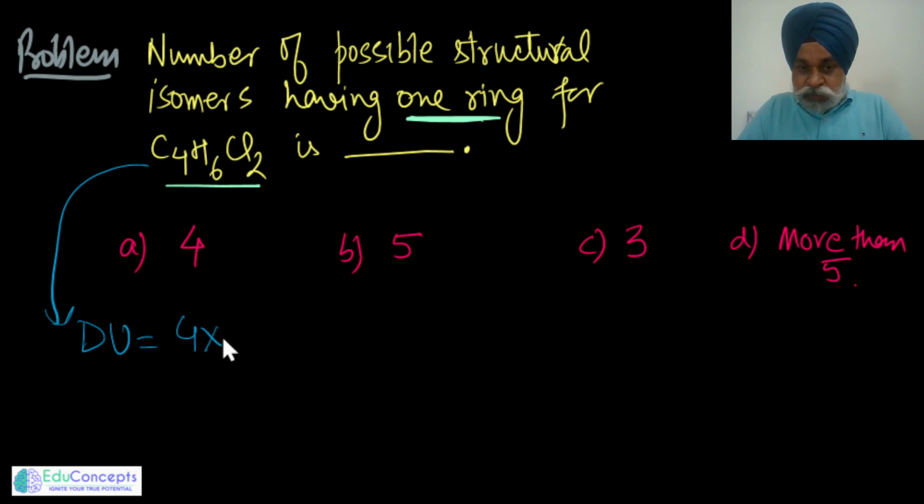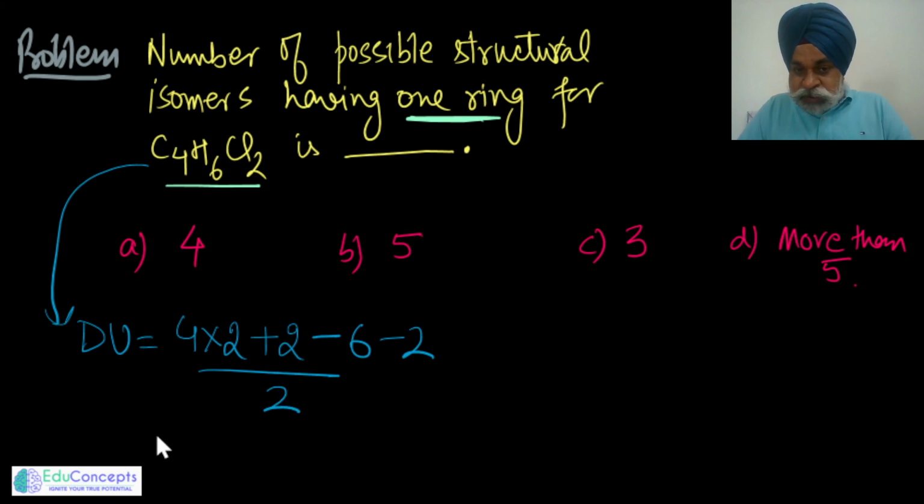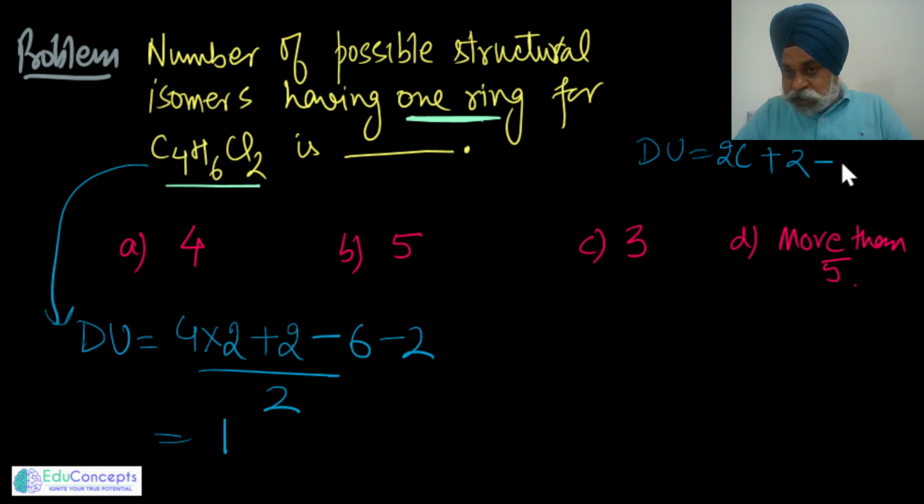So 4 into 2 plus 2, nitrogen is not there, hydrogen is there, so minus 6, minus 2, upon 2. So this comes out to be 8 minus 10 over 2. So this degree of unsaturation came out to be 1. What I did is, degree of unsaturation is found like 2C plus 2 plus nitrogen minus H minus X upon 2, where nitrogen is not there, hydrogens are 6 in number and halogens are 2 in number. So this is the way we have found it.